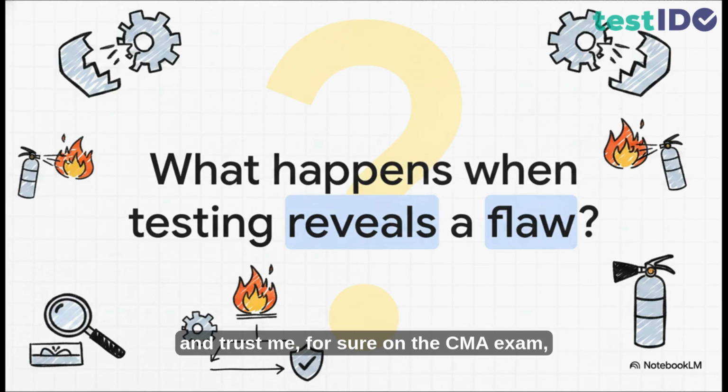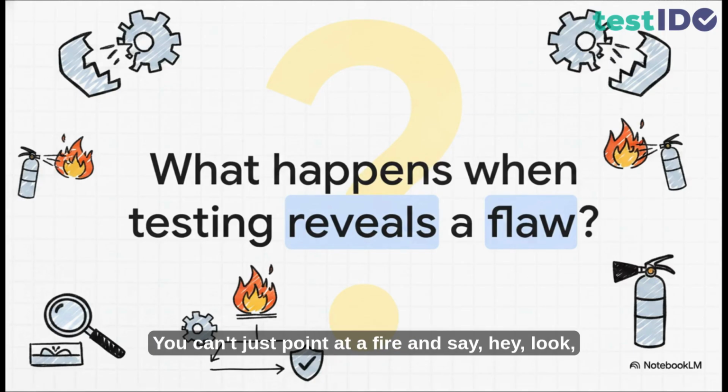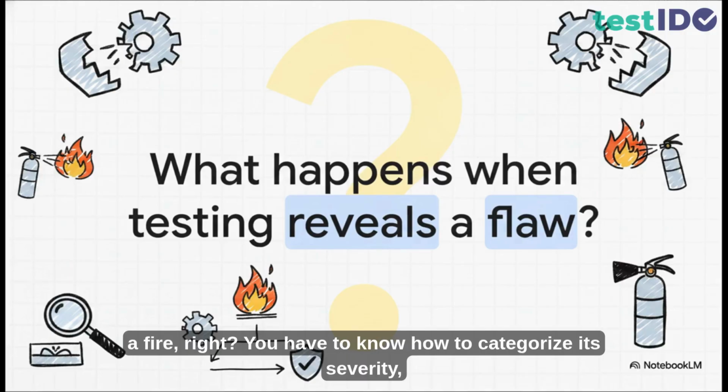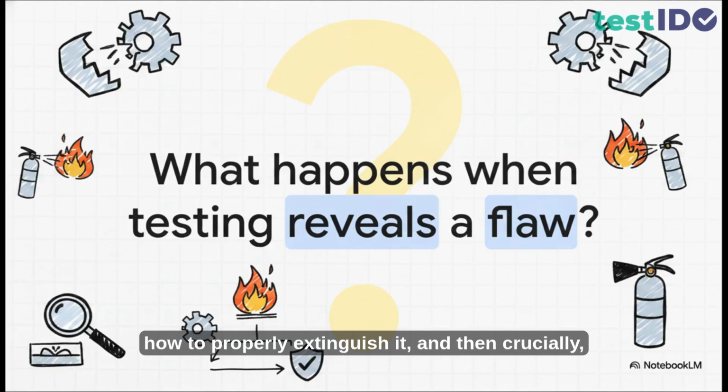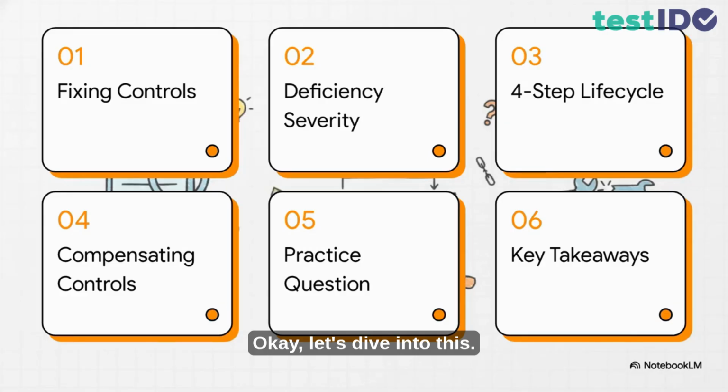In the real world, and trust me, for sure on the CMA exam, identifying that a problem exists is really only half the battle. You can't just point at a fire and say, hey, look, a fire, right? You have to know how to categorize its severity, how to properly extinguish it, and then crucially, how to prove to everyone that the area is safe again. That entire start-to-finish process is what we call remediation. Okay, let's dive into this.